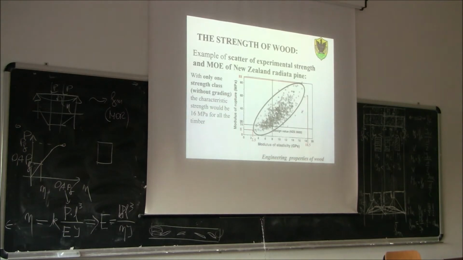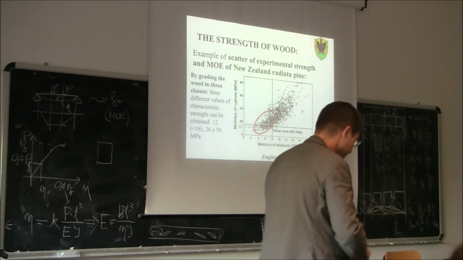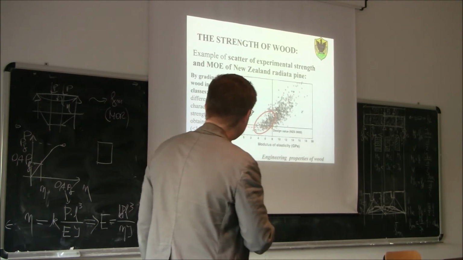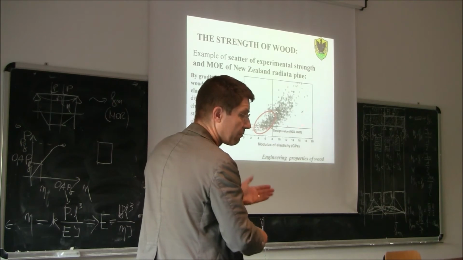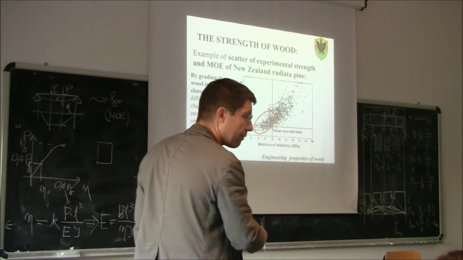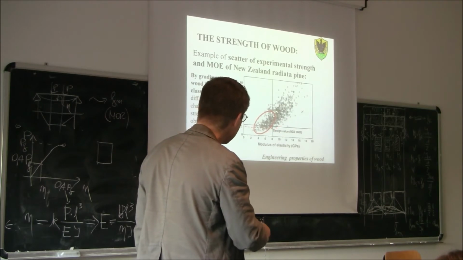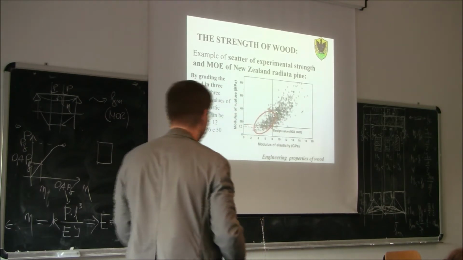For example, in this case, if rather than having only one strength class, we would decide to have 3 different strength classes, what would we have? We could have a strength class of the specimens which are the worst ones, so basically a lower strength class. For the lower strength class, we will get a lower characteristic strength. Before we had 18 or 16, now we would have 12. But only some specimens would belong to this lower strength class.